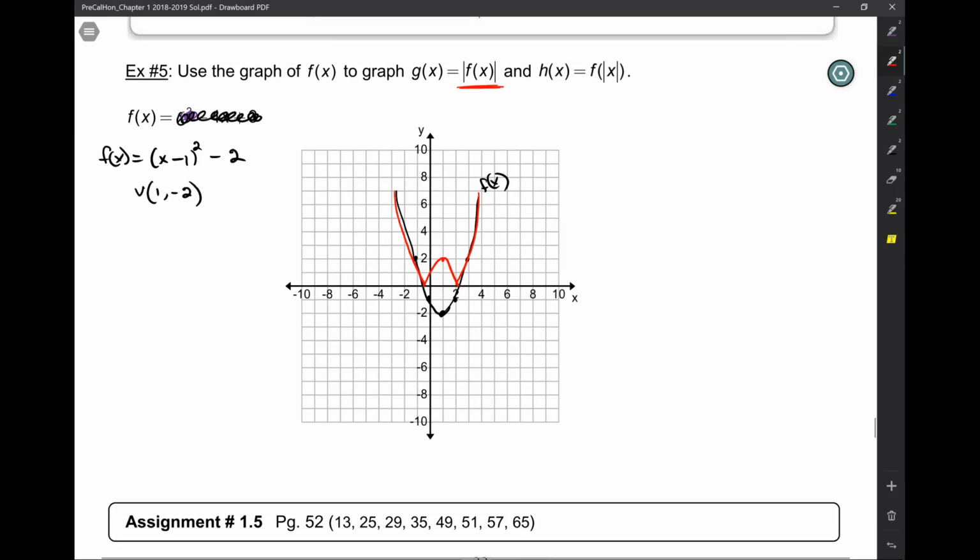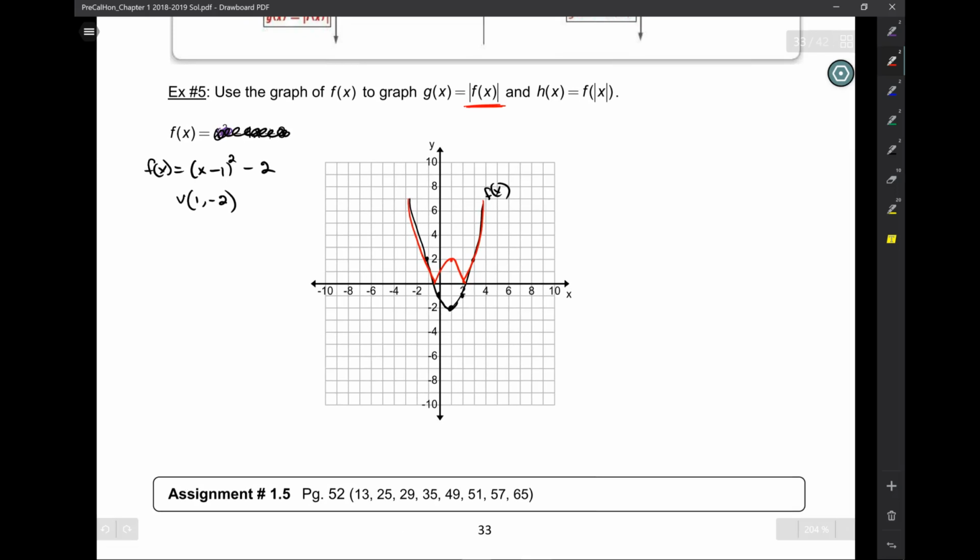All right? Now, let's do h of x as well. And I know it'll be too crunched up on here. Why don't I just draw another axis here?